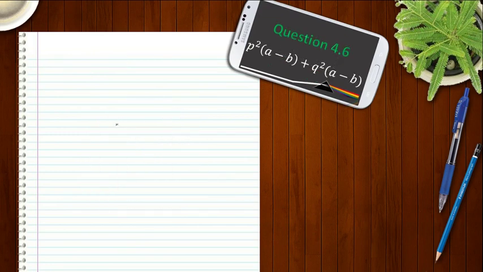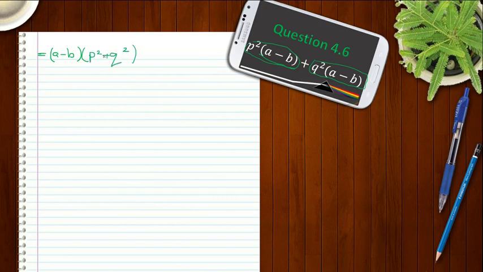Okay, question 4.6. All right, now in this case, we have these two terms, whereas this is one term and that is one term. So to look for a common factor, we see that both terms contain this a minus b. So I can take a minus b out as a whole bracket, open my brackets for what is left, and we have p squared plus q squared.